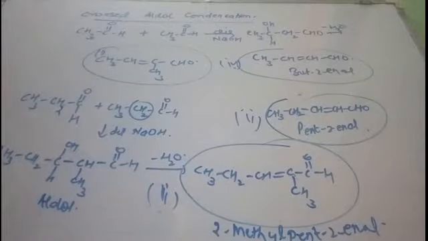Means you can do the cross aldol condensation between two different aldehyde, or you can take one aldehyde and the other one ketone. But here in this case we will get 4 different products, not a single product. We will get 4 different products.